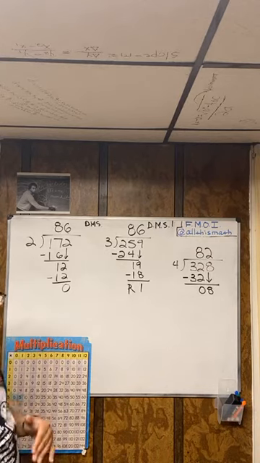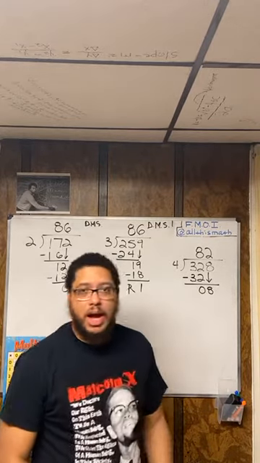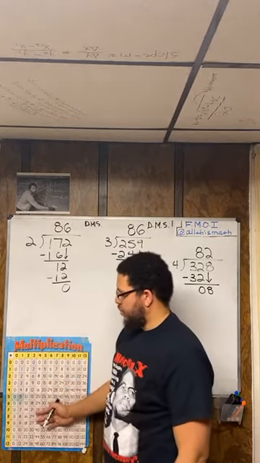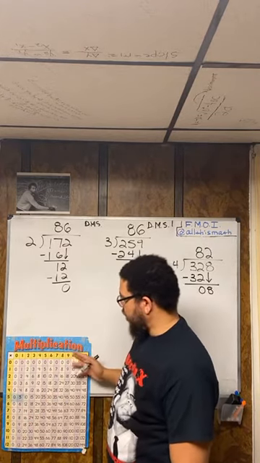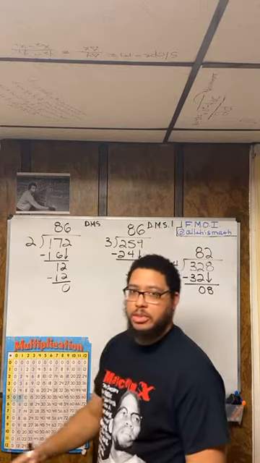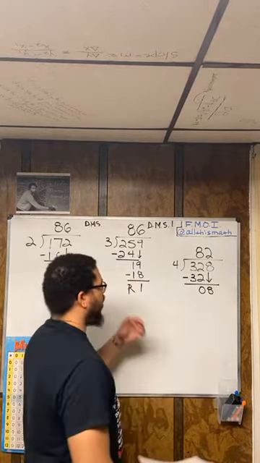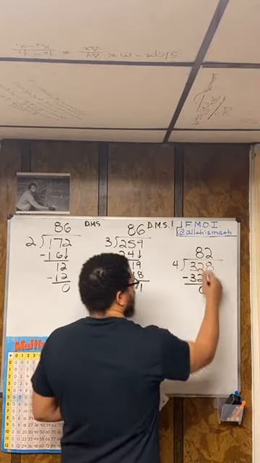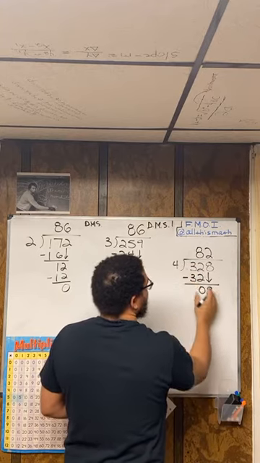And again, I can't stress this enough. It is essential that we memorize the multiplication table. Even as an adult, it's never too late to memorize the multiplication table. It can't hurt you. It can only help you. Right? So, 4 times 2 is 8. And now, 4 goes into 8 2 times.